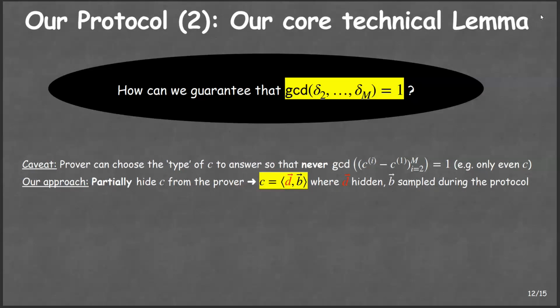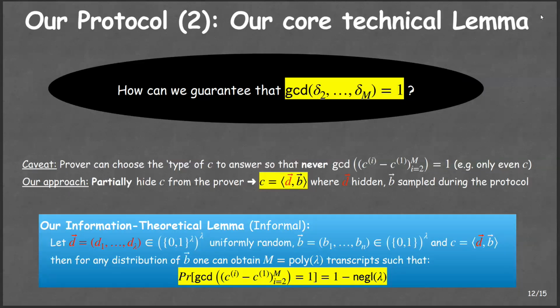something hidden from the prover and something that is sampled during the protocol. And here comes our core technical contribution, which is our information theoretical lemma, which says that if the challenge is of this form, a linear combination of something hidden and something public that is sampled during the protocol, then for any distribution of B, and for any distribution is very important because it means that the prover does not have any hope by choosing the distribution of B's that will answer. So for any distribution of B, one can obtain a polynomial number of transcripts such that this GCD of the differences of the challenges is equal to 1 with overwhelming probability.